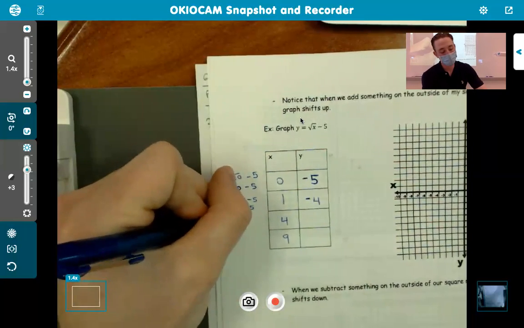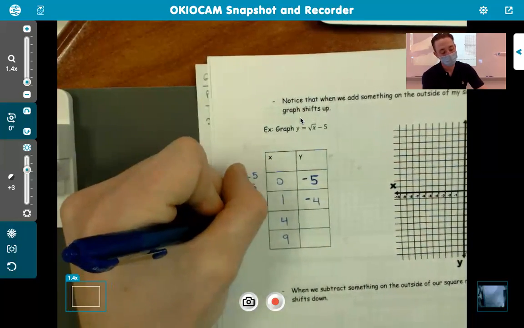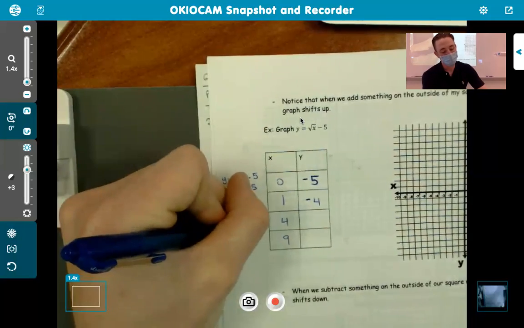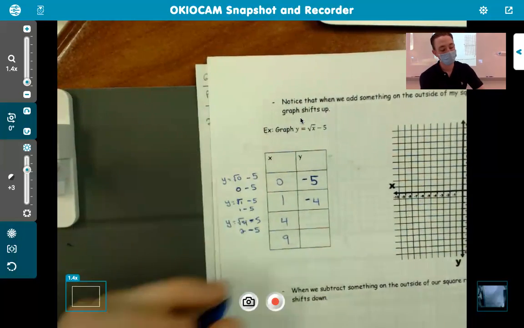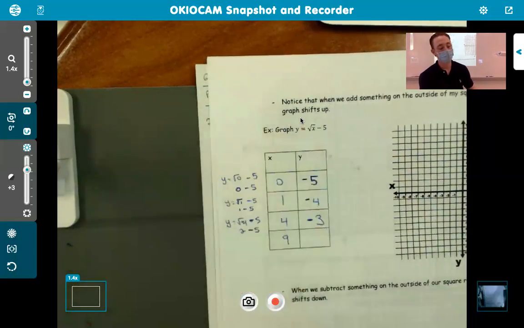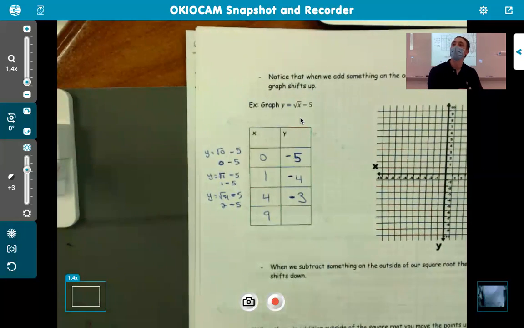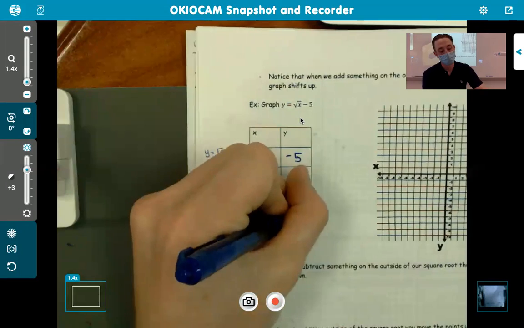Square root of 4. 2. What's 2 minus 5? -3. Square root of 9. 3. What's 3 minus 5? -2.